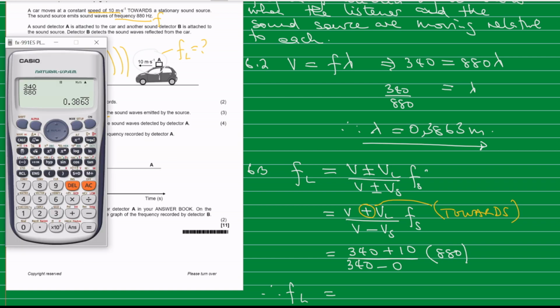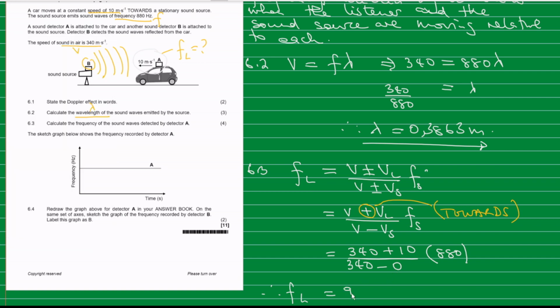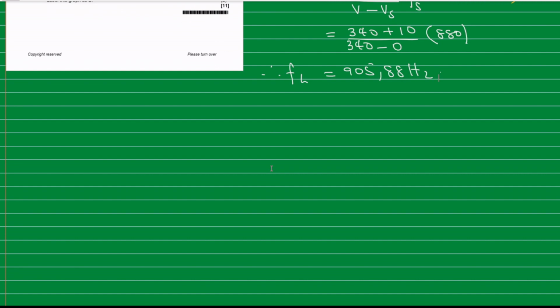Let's enter it into our calculator. We have the fraction first: 340 plus 10, I will enter that as 350, 350 over 340, and that will multiply the 880. The answer will give us, in decimals, 905.88. So that will be 905.88 Hertz. That is the frequency detected by A.